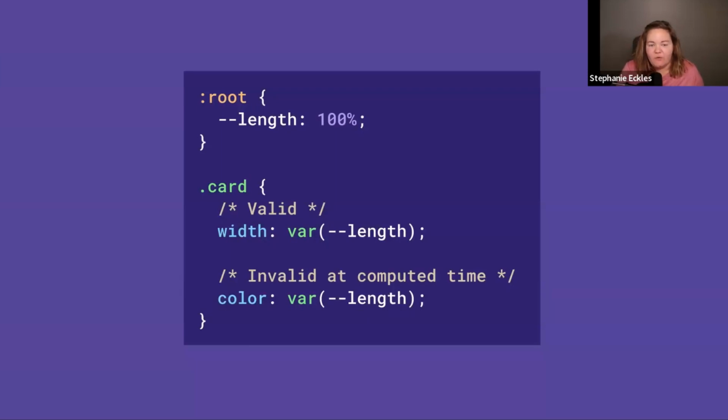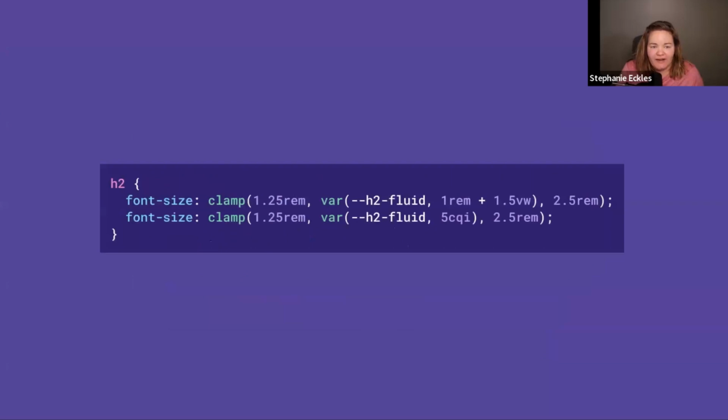Another scenario where a custom property being invalid at computed time may break your expectation is using the custom property as a partial value or undefined with a fallback. So given this rule for an H2, you may expect that when the CQI unit is not supported, the browser will simply use the prior font size definition.